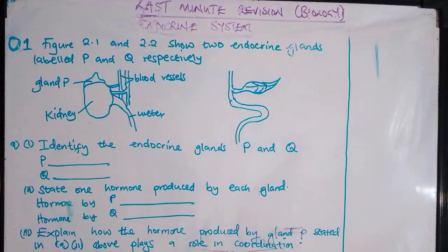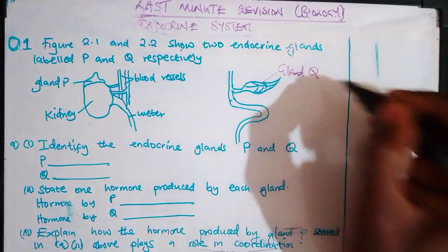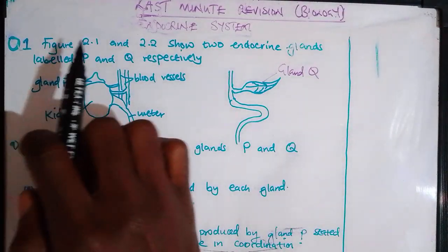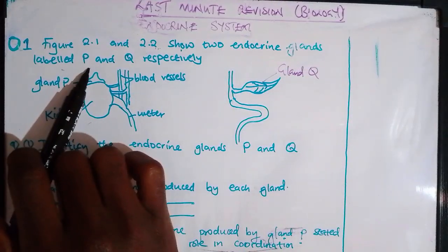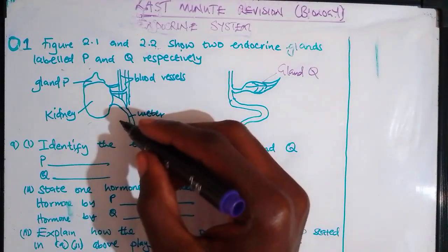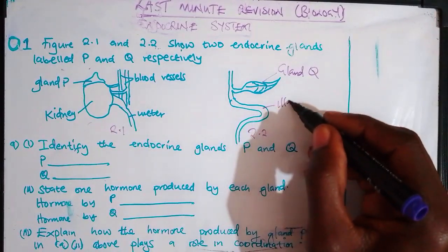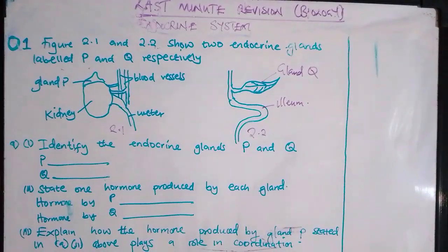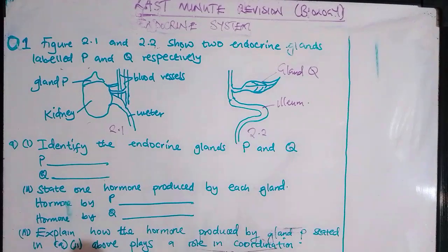So let's begin. Figure 2.1 and figure 2.2 show endocrine glands. So this is the gland Q, sorry. Figure 2.1 and 2.2 show two endocrine glands labeled P and Q respectively. So this is figure 2.1 and this is figure 2.2. Now this is a diagram representing two endocrine glands.